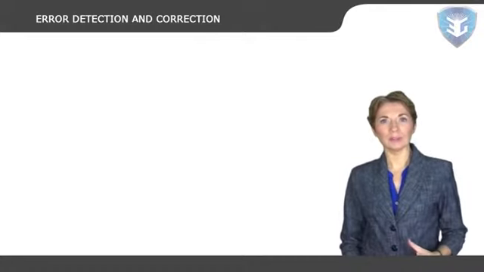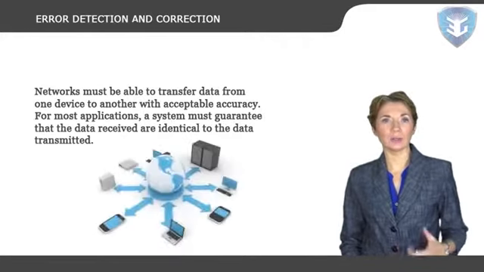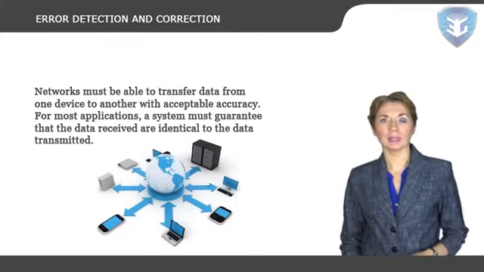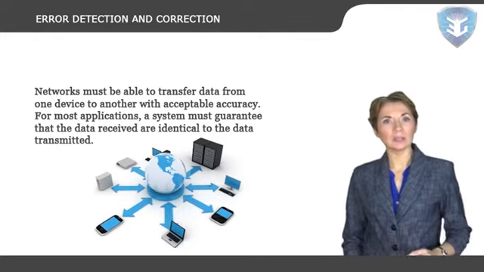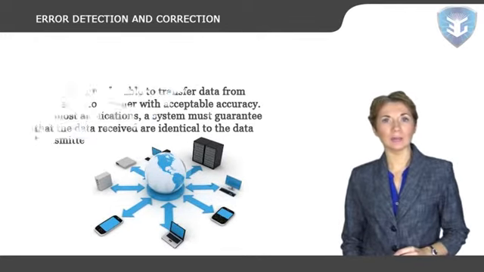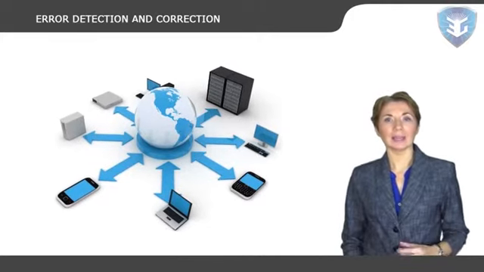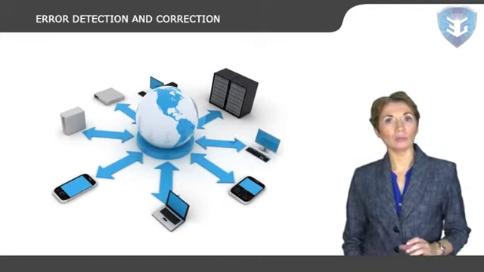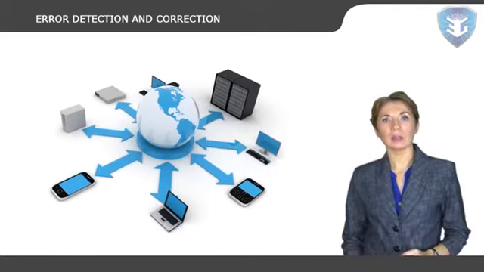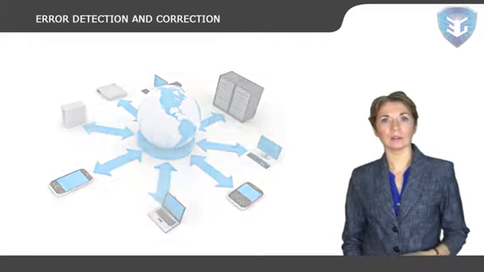Let's start with a brief introduction to error detection and correction. Networks must be able to transfer data from one device to another with acceptable accuracy. For most applications, a system must guarantee that the data received is identical to the data transmitted. Anytime data is transmitted from one node to the next, it can become corrupted in passage. Many factors can alter one or more bits of a message. Some applications require a mechanism for detecting and correcting errors.